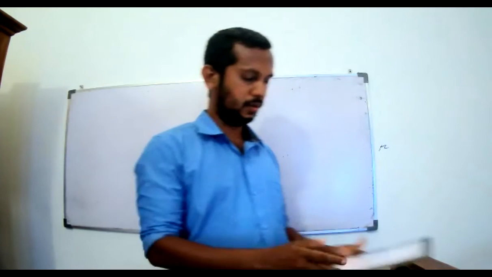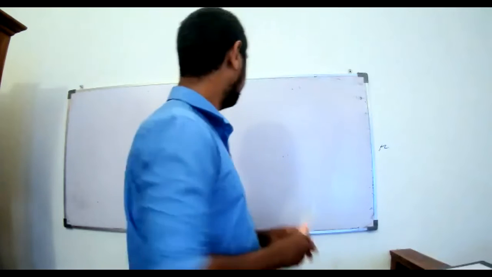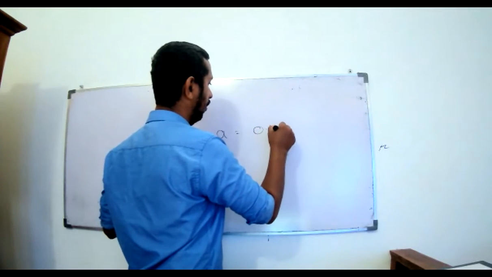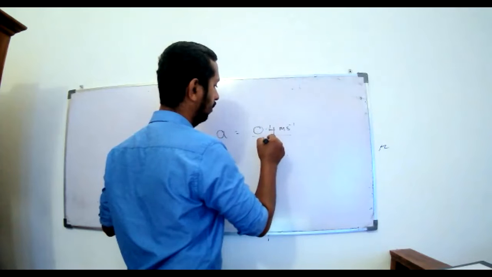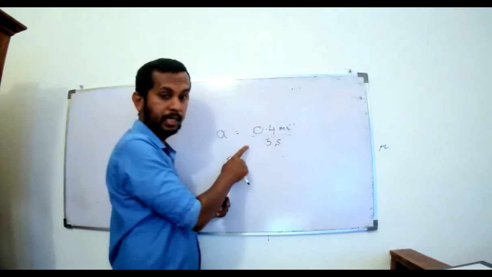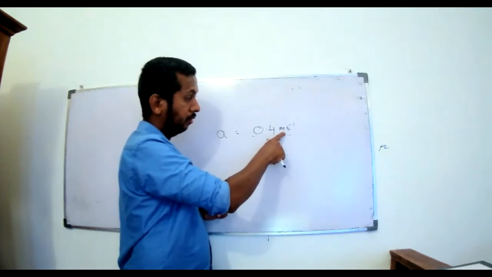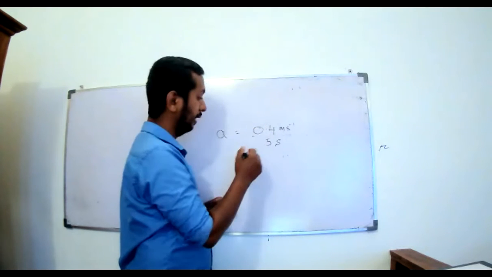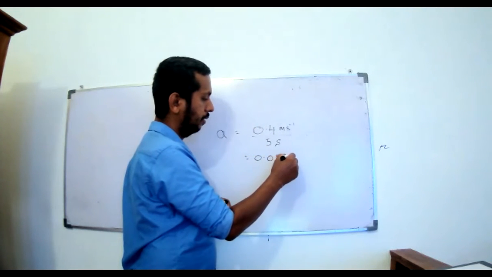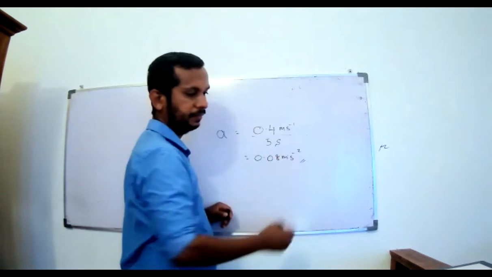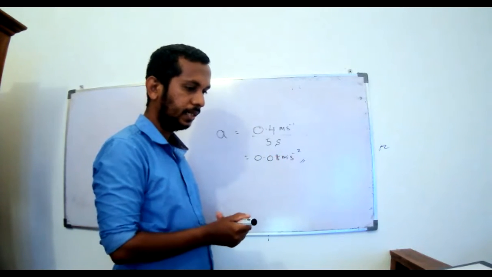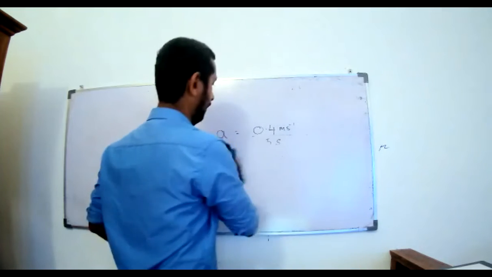Acceleration is equal to the gradient of the graph, 0.4 ms^-1 over 5 seconds. If you're going to find the gradient, you have to substitute the values along with their units, right? 0.8 ms^-2, right? Understood? Yes, sir. Yeah, he is correct, right?